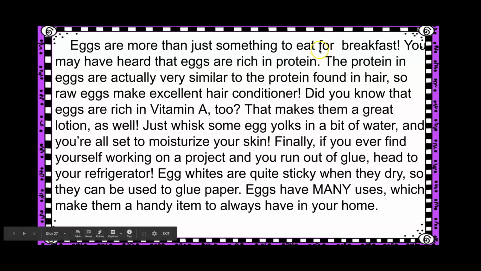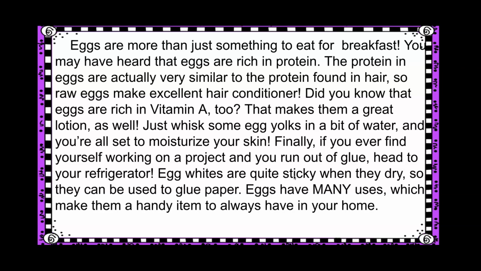Eggs are more than just something to eat for breakfast. You may have heard that eggs are rich in protein. The protein in eggs are actually very similar to the protein found in hair. So raw eggs make excellent hair conditioner. Did you know that eggs are rich in vitamin A too? That makes them a great lotion as well. Just whisk some egg yolks in a bit of water and you're all set to moisturize your skin. Finally, if you ever find yourself working on a project and you run out of glue, head to your refrigerator. Egg whites are quite sticky when they dry, so they can be used to glue paper. Eggs have many uses, which make them a handy item to always have in your home.